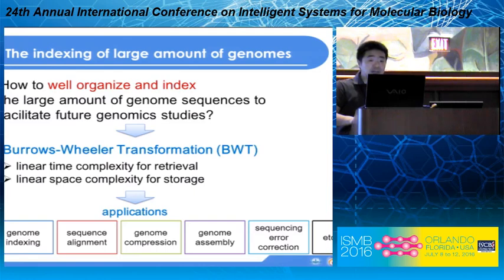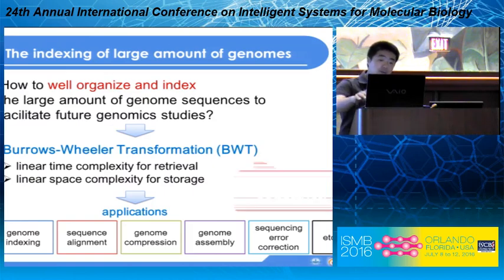Facing such a great amount of genome sequences, there is a very important problem, that is how to well organize and index the large amount of genome sequences to facilitate future genomic studies. Burrows-Wheeler transformation, usually short as BWT, is a feasible choice because of the linear complexity in retrieval and storage. It has been widely applied in genome indexing, sequence alignment, genome compression, genome assembly, sequencing error correction, and so on. So many applications. And we believe that it will go on to play an important role in the future.